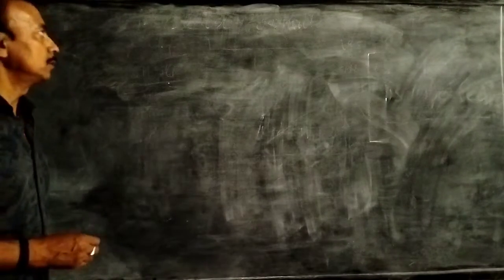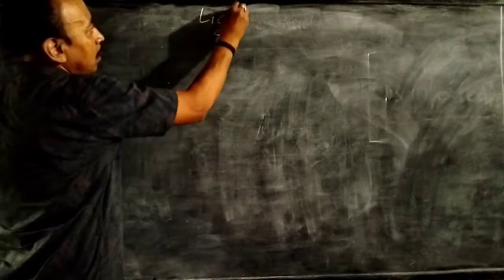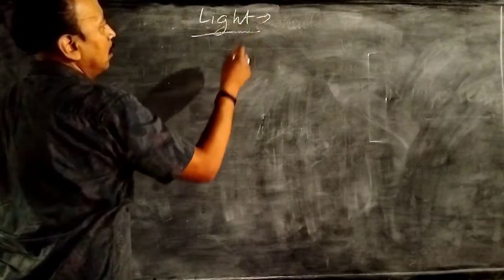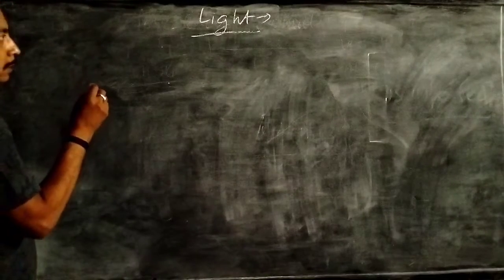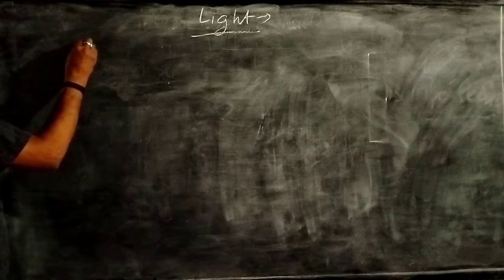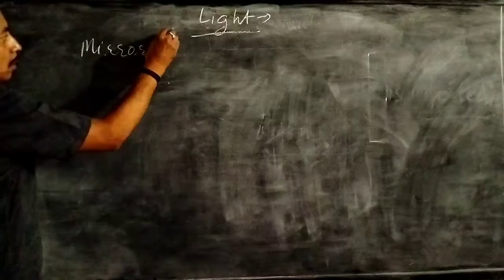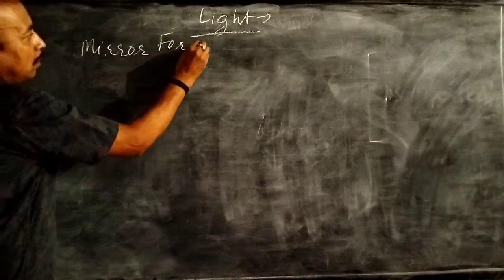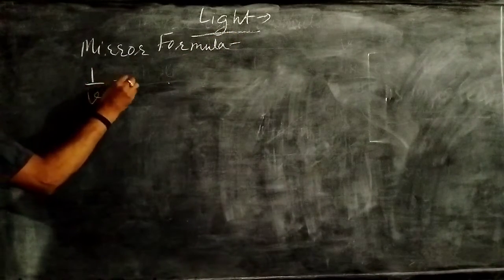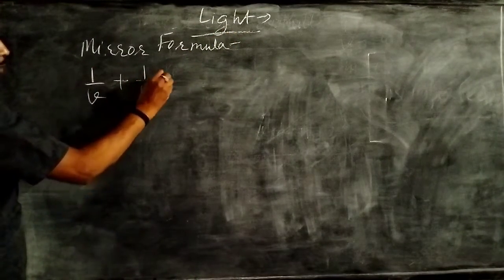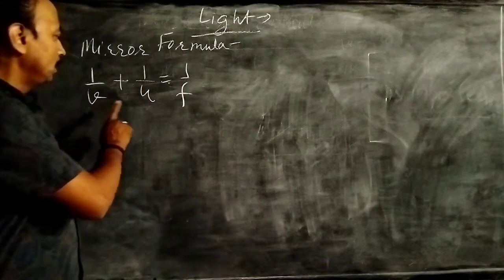Some numerical problems in light. Before some numerical problems, these are some formulae. First is the mirror formula. This formula is 1 by V plus 1 by U equal to 1 by F. What is V, U or F?